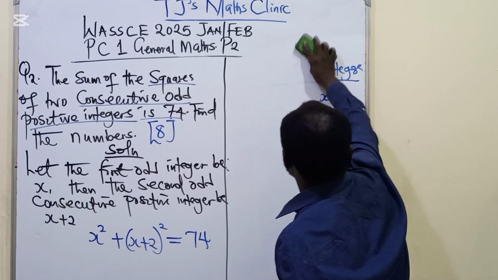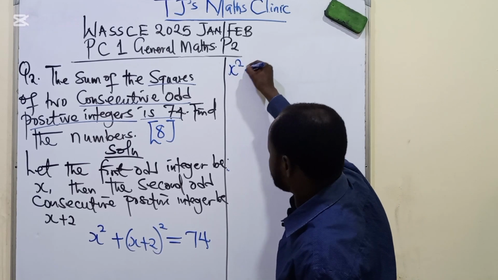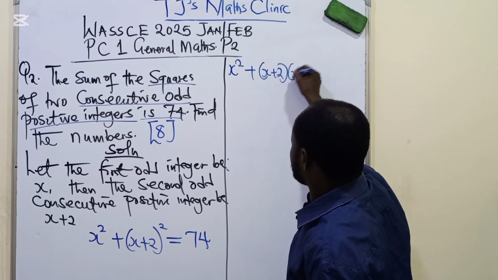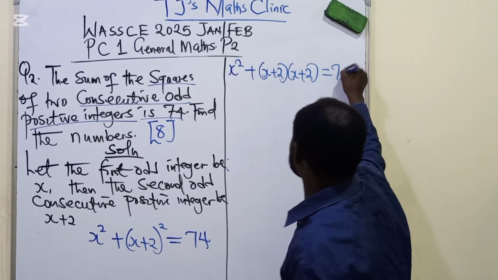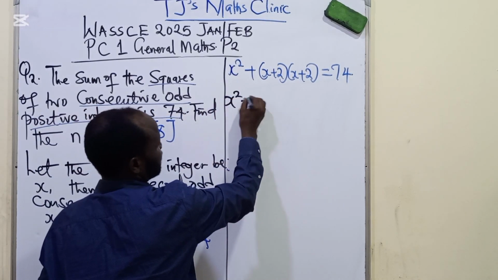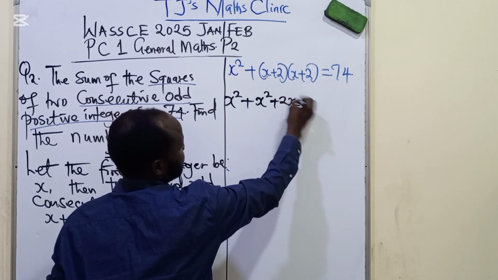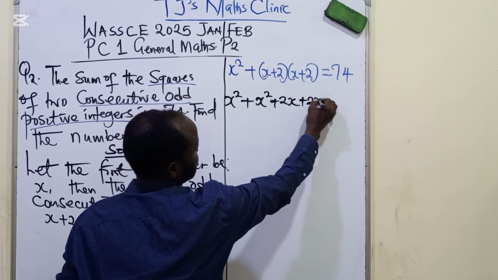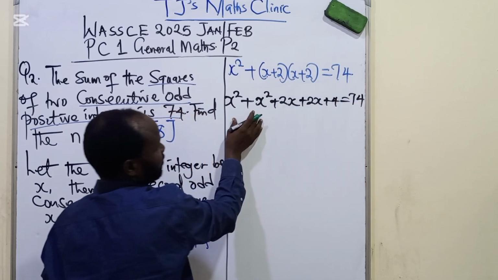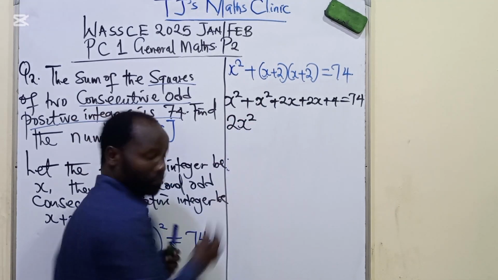Let's solve for x at this point. We'll have x squared plus, let's expand this, x plus 2 times x plus 2, equals 74. Let's expand. This will be x squared plus x times x, that's x squared, x times plus 2 is plus 2x, 2 times x is plus 2x, then 2 times 2, of course, is 4. This equals 74. Of course, we can add x squared plus x squared. That will be 2x squared. I hope we are together.